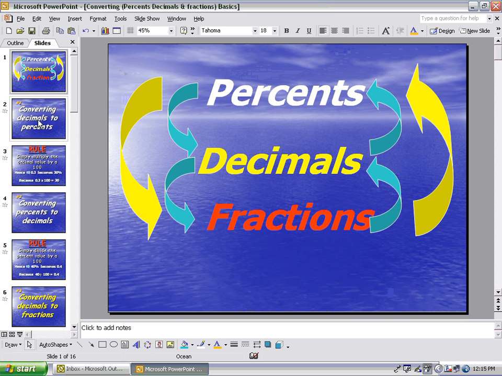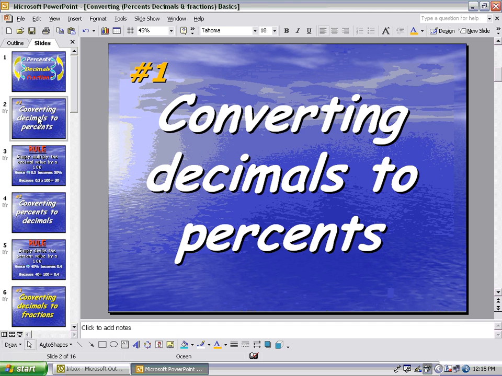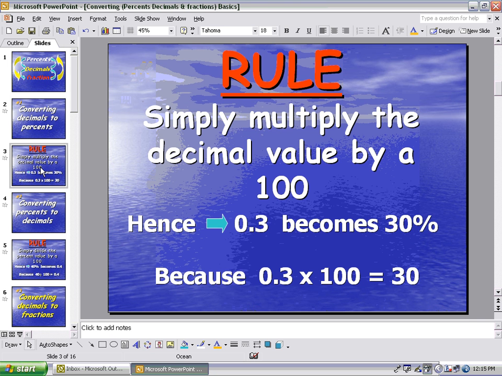First things first, what I want to do now is I want to teach you how to convert decimals to percents. This is really easy to do. In mathematics, you simply multiply your decimal value by 100. My example here is 0.3 becomes 30%. How? I take the decimal 0.3, multiply this by 100, and then this makes 30. Now this is taking a decimal and making it a percent.